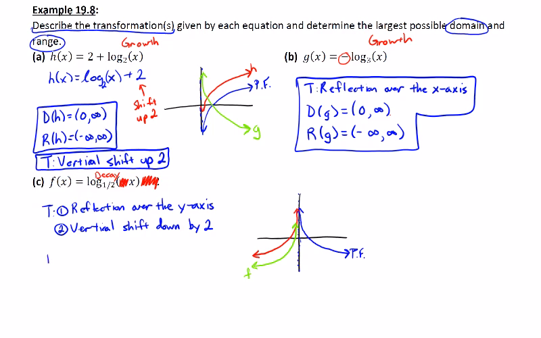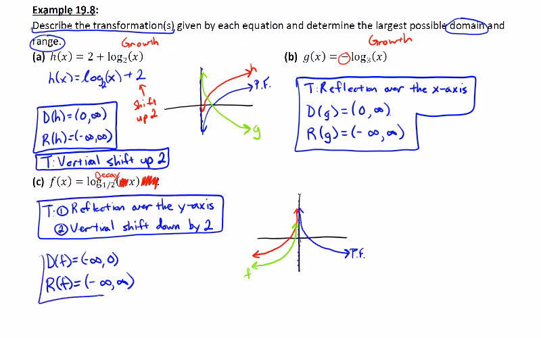So my domain, although the vertical asymptote did not move, is not going to be 0 to infinity. The domain for f is now going to be -infinity to 0, but the range is still going to be headed in the positive infinity and negative infinity directions with the arrows that are at the ends. So the range is still going to be all real numbers, although the domain is not going to remain the same. So we have our two transformations, and we have our domain and range. This completes example 19.8.